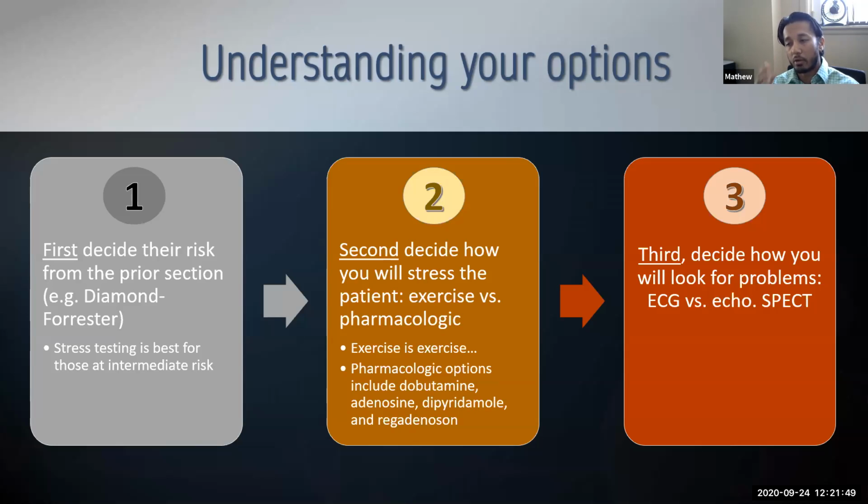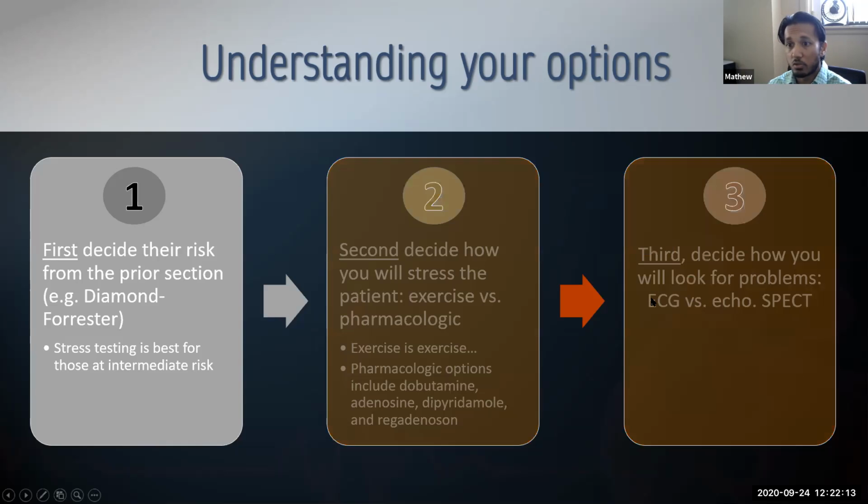And then second, once you say they do have intermediate risk, you're going to decide how you're going to look for actual damage. Are you going to do exercise? Are you going to do a pharmacologic agent? And once you've decided how you're going to stress them, how are you going to look for the response to that stress? Is it through an echo, ECG, or nuclear? This seems kind of basic the way I'm explaining it, but I don't think this is really basic understanding. And hopefully this allows you to interpret this information and this initial workup a lot easier, because we are going to be the ones on the front lines that have to do this, right?